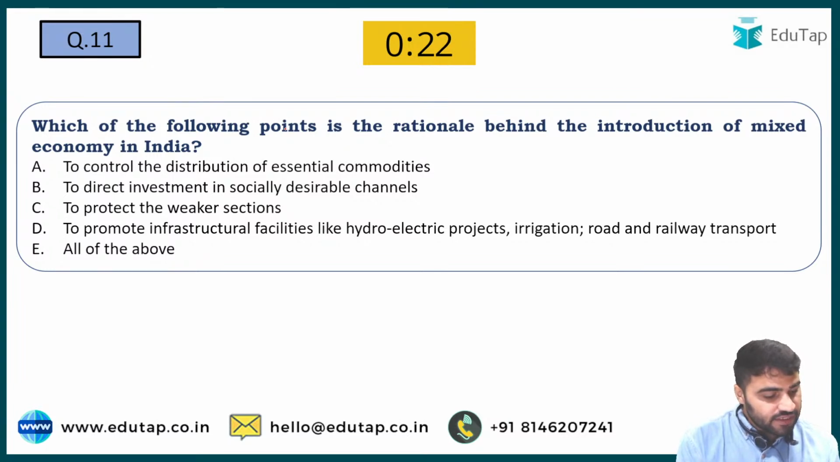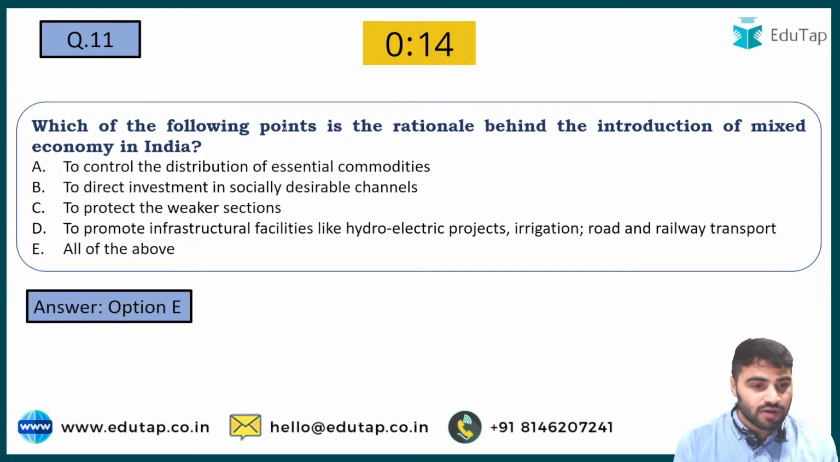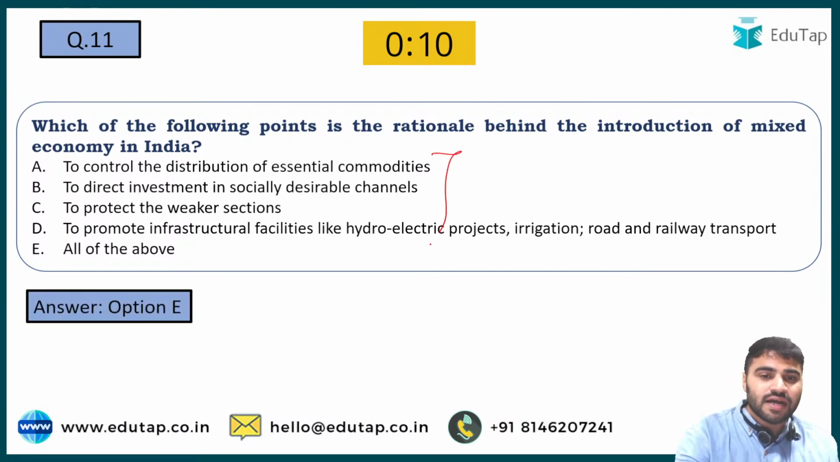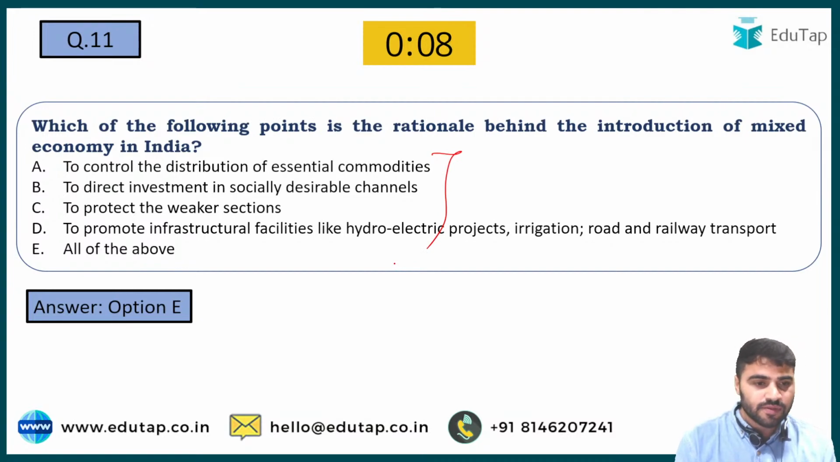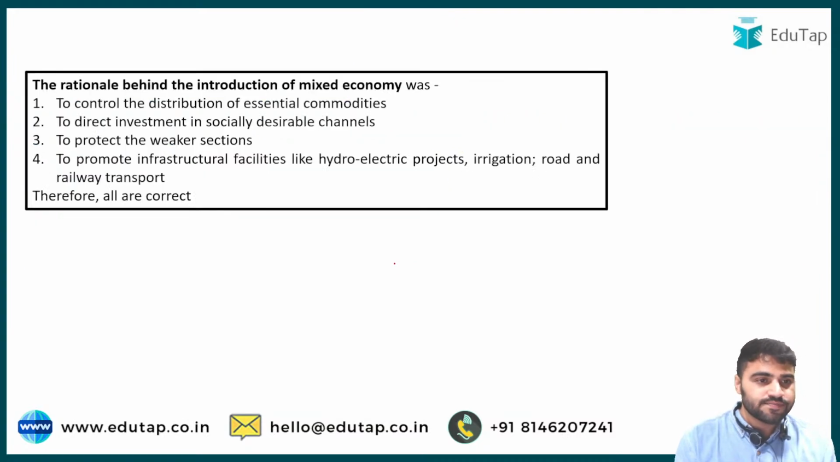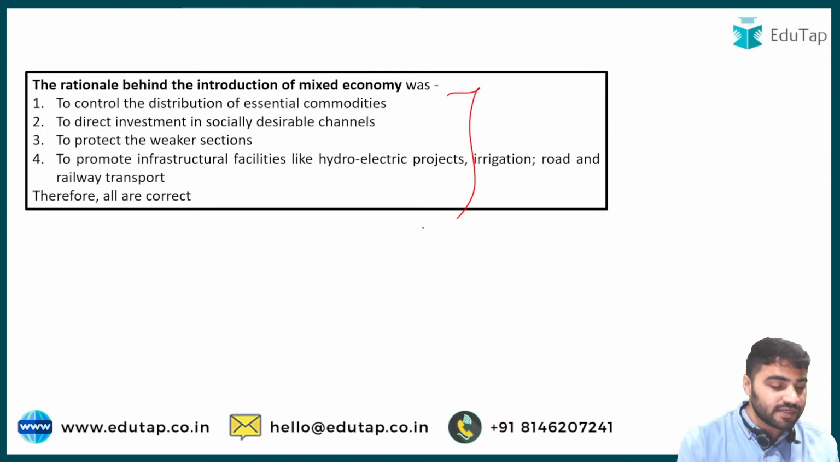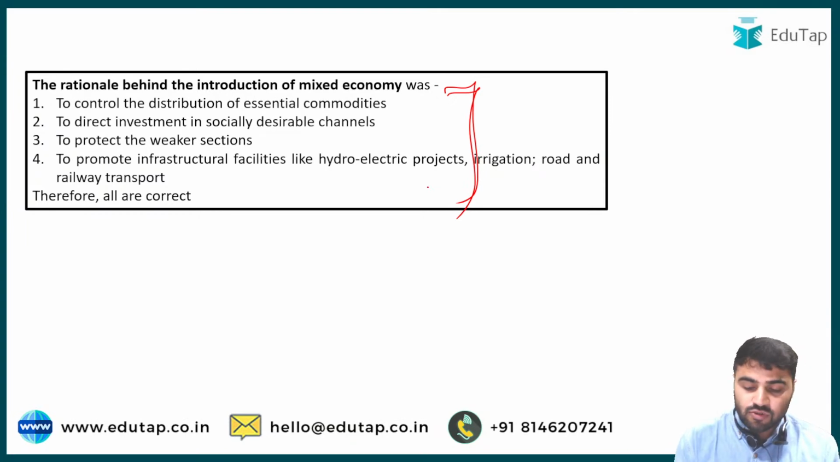Nilesh is saying 11th E, Hemant Kumar is saying E, Nikhil, Jyoti, you all are saying option E, Aditi. Okay, so the right answer for this question is, guys, option E only. That is all of the above. So basically all of these are the rationale behind the introduction of a mixed economy in India. So nothing to explain here. These are all self-explanatory, right? There is no concept behind these. These are self-explanatory, as you all know the nature of the Indian economy.